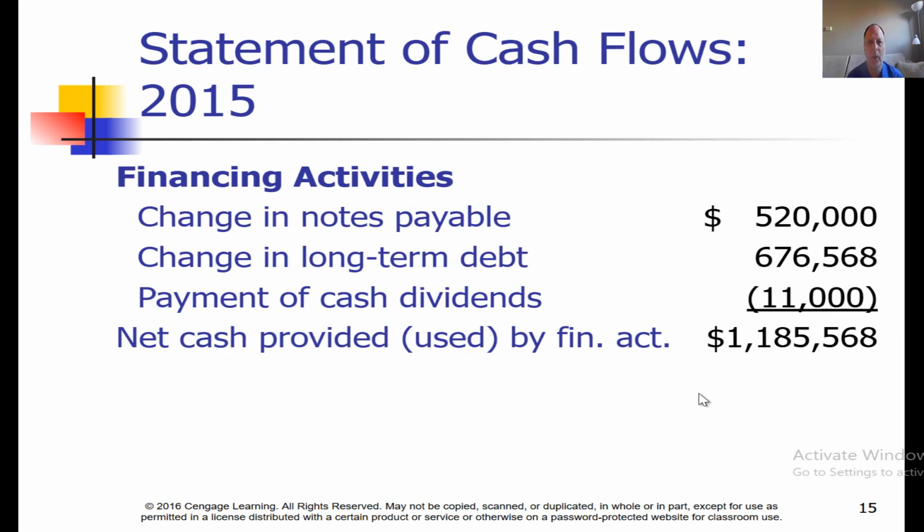Financing activities, well, we also increased outstanding notes payable and borrowed another $520,000 short-term. We also increased long-term debt and borrowed another $676,568 long-term. Even though we were losing money, we paid out a dividend of $11,000, which is very common to make sure your stockholders that are counting on that are happy. So that is a negative. Summing all these up, net cash provided by financing activities was $1,185,568.